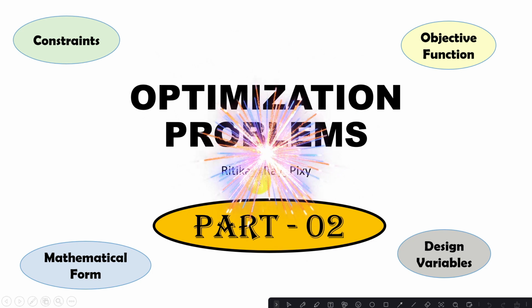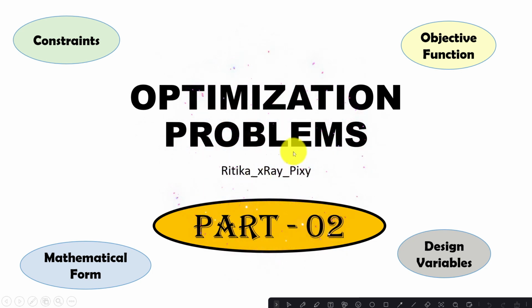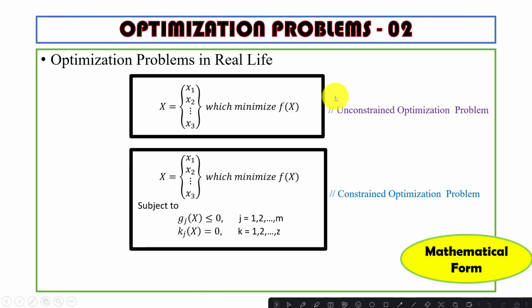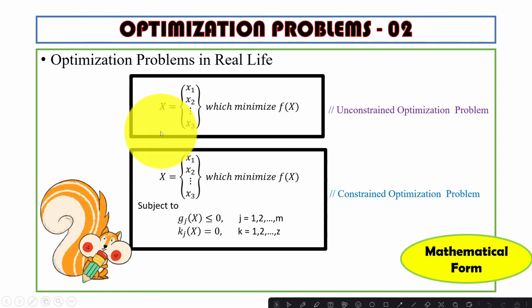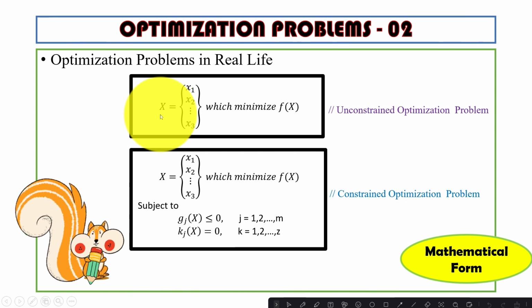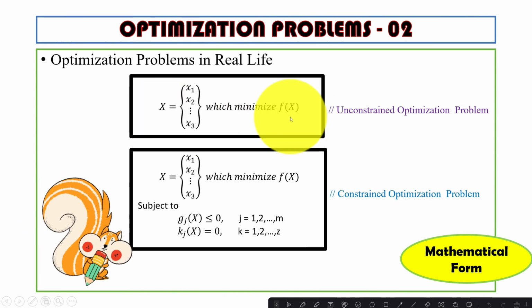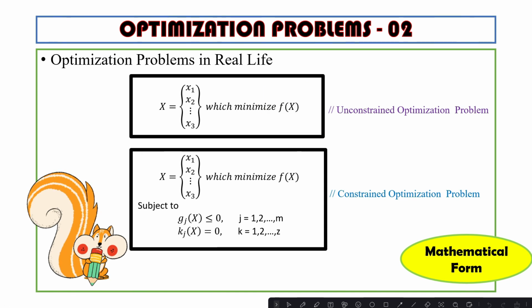In this video, we will try to understand how we can write optimization problems in mathematical forms, what are the design variables, constraints, and objective function. We can express any real-life optimization problem mathematically as: find x, which minimizes function f(x). Here x is an n-dimensional vector that is also known as the design vector, and f(x) is the objective function.